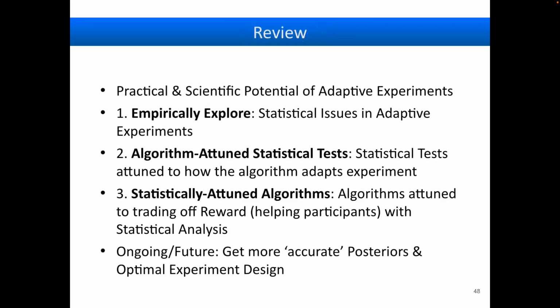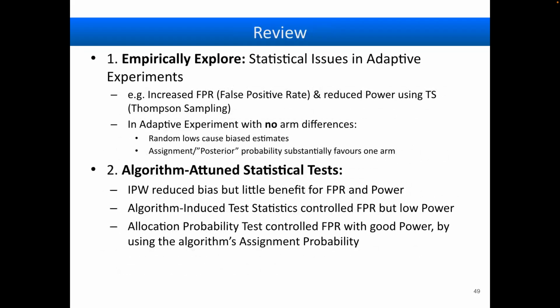Okay. So just to summarize the review, we talk about empirically exploring what the statistical issues in adaptive experiments are: increased false positive rate and reduced power for Beta Thompson sampling, and why that happens. Random flukes cause biased estimates and reduced power, and the assignment probability substantially favors one arm, even when there's no difference.